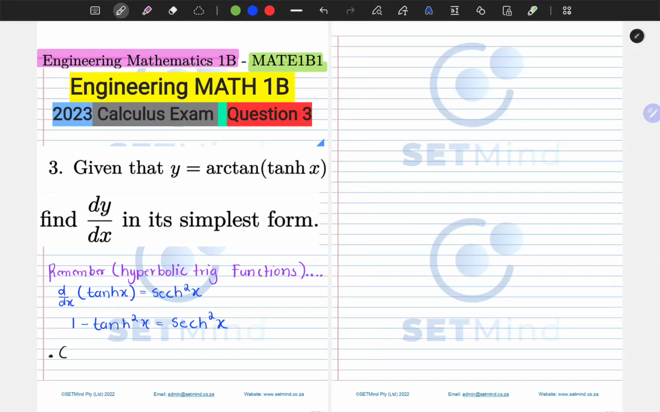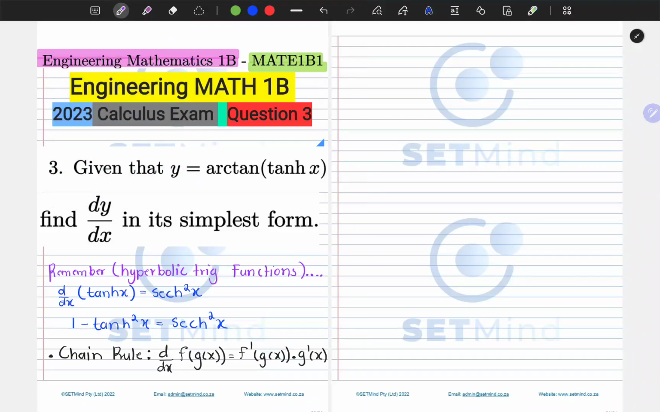Another thing that I want to remind you of is the chain rule. You should remember this from long ago: if you derive f of g of x, the answer you get is you derive f and then multiply by the derivative of g. So that is the chain rule.